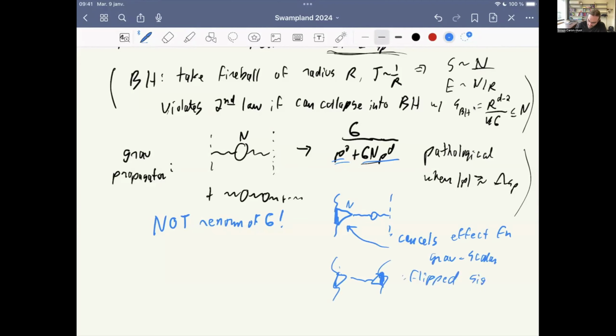So that's a simple calculation we can do. It's also detailed in our recent paper for graph. So it's not universal at all. So that's one reason for which I find it misleading to call it a normalization of G.